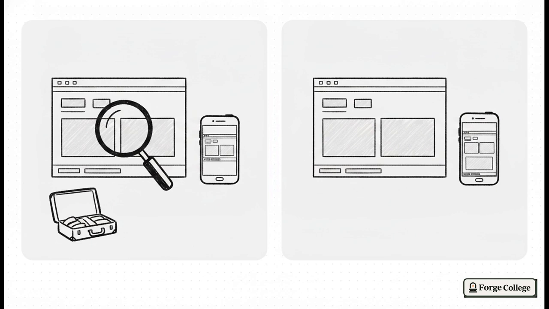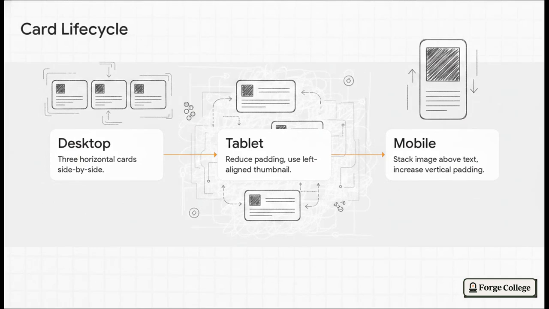Instead, you fold your clothes differently. You roll them up, you rearrange them to maximize the new space. That is structural adaptation. We reflow the content. We absolutely do not just shrink text until you need a magnifying glass to read it. Let's deconstruct the lifecycle of a single card component to really see this in action.